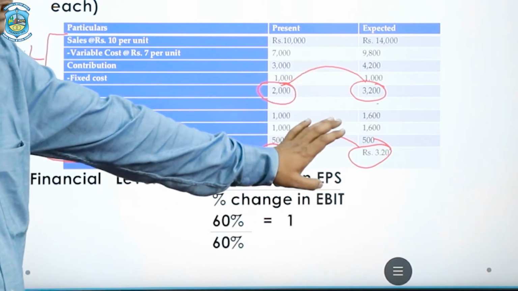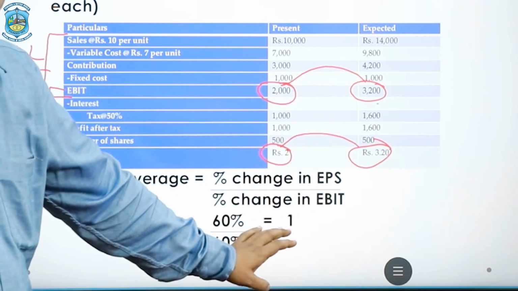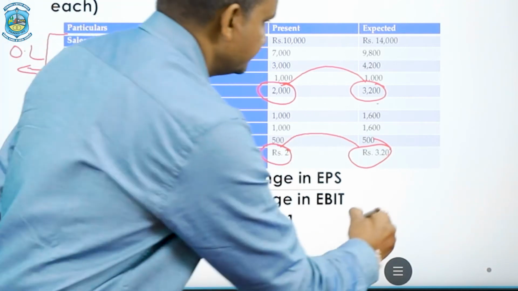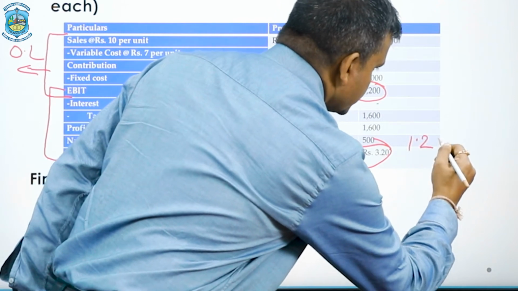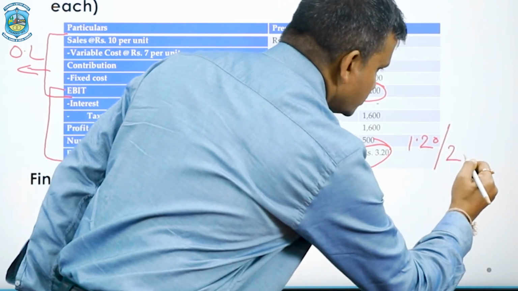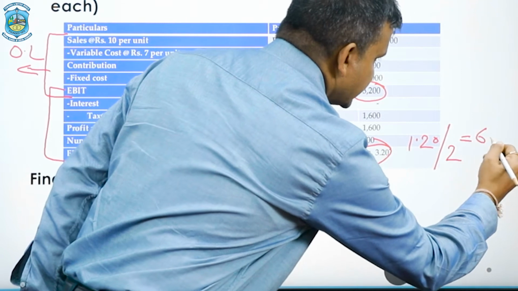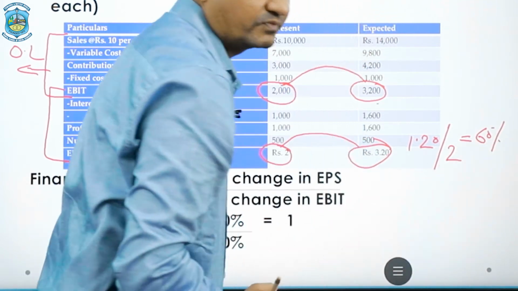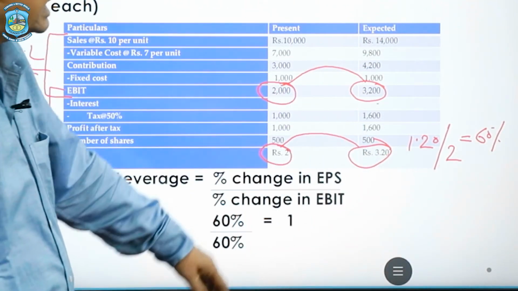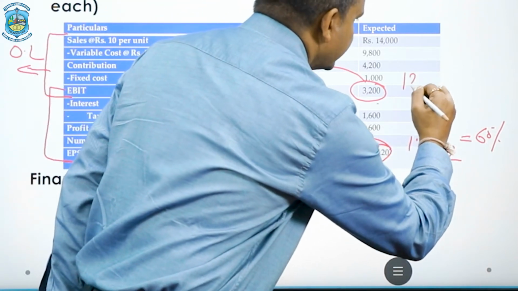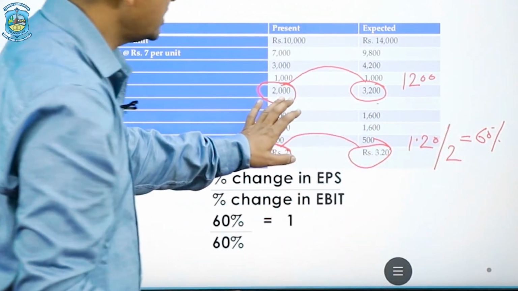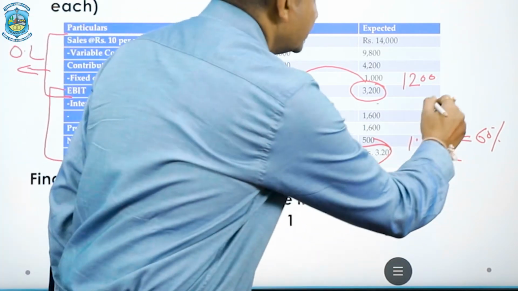From 2, it is rising to 3.20 rupees. So how much is the increase? 1.20 rupees is increased, and the base is 2. That gives me 60% increase. In the same way, in case of EBIT, the increase is 1,200. That is from 2,000 to 3,200, and the base is 2,000.